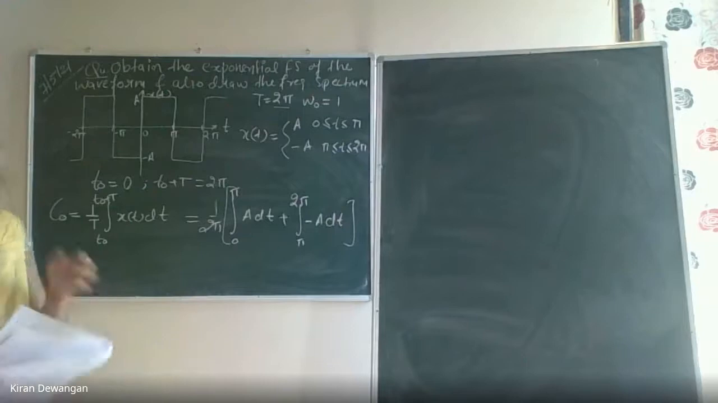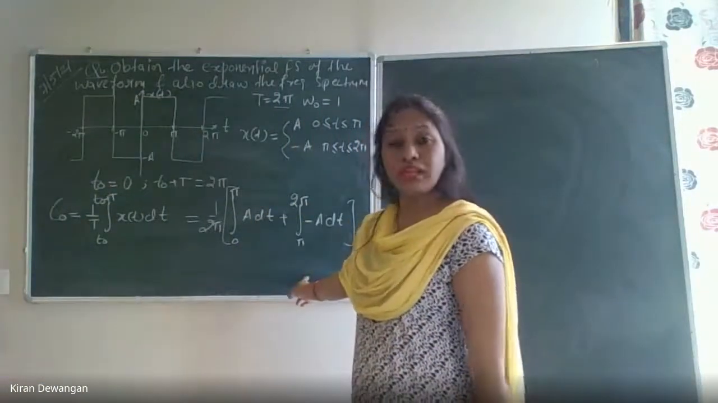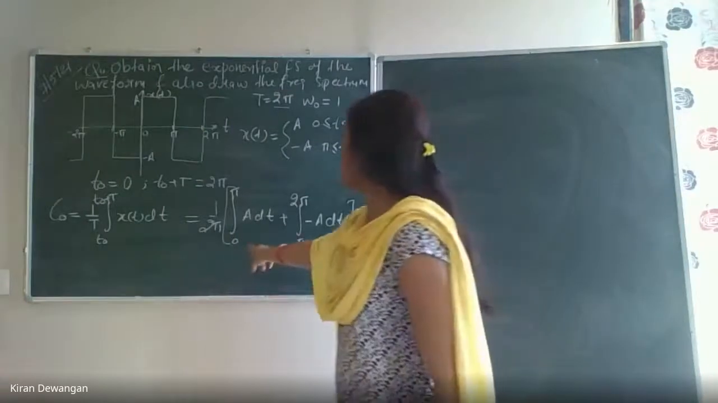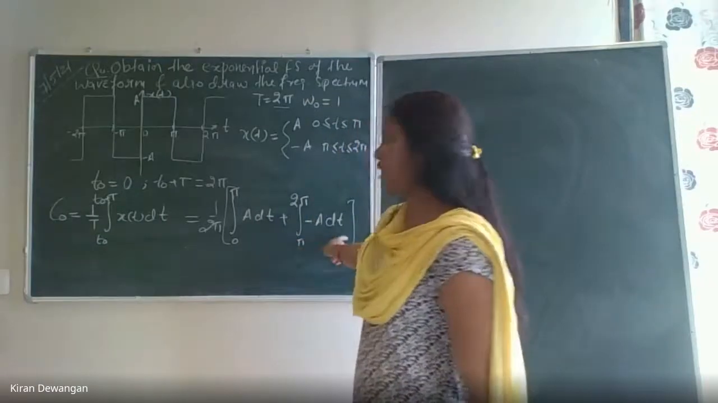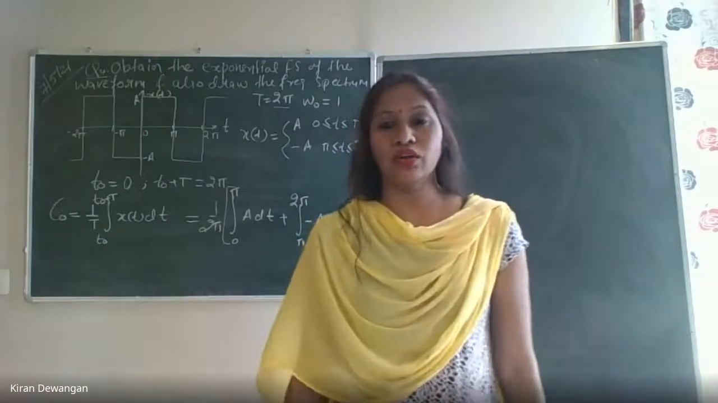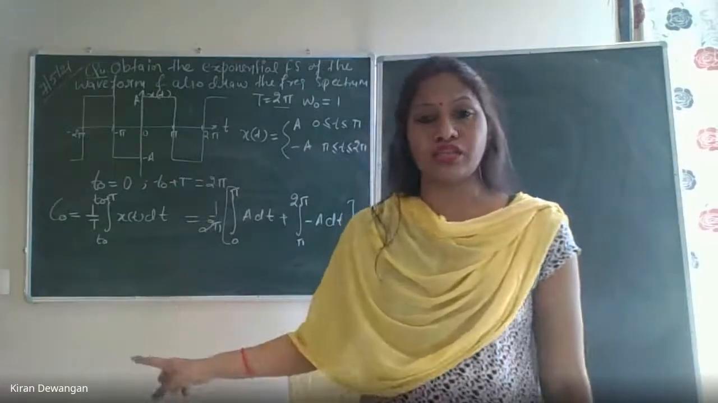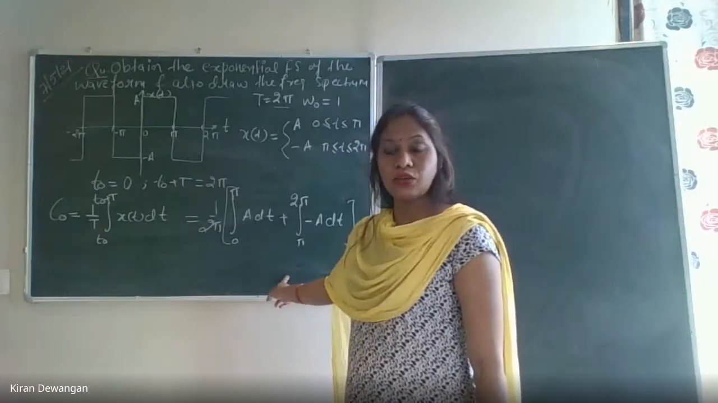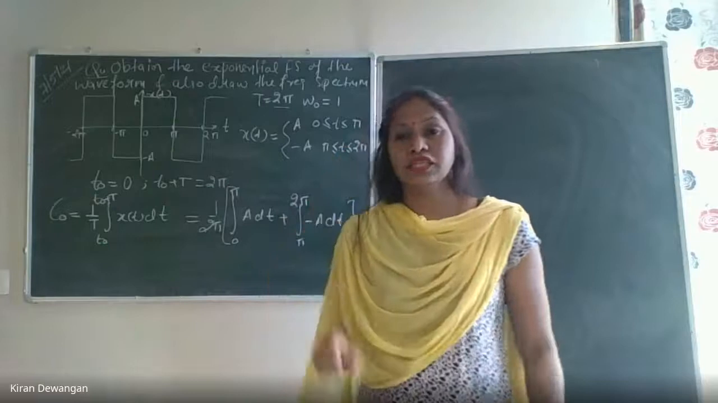Just calculate and give me the answer. Do it fast, everyone. This one is very simple. Just give me the answer of this integration. 1 by 2 pi, I have taken two limits: 0 to pi, it is A dt, and pi to 2 pi, it is minus A dt. So what would be the value of C naught? Finally, what will be the answer for C naught? Tell me quickly. Give me the answer of this integration. Calculate and do it fast, students. Reply quickly.